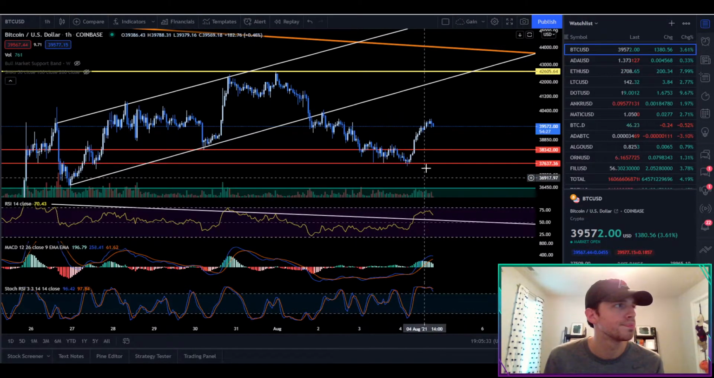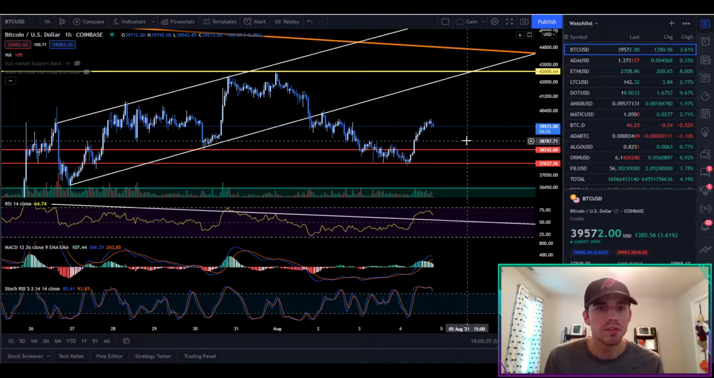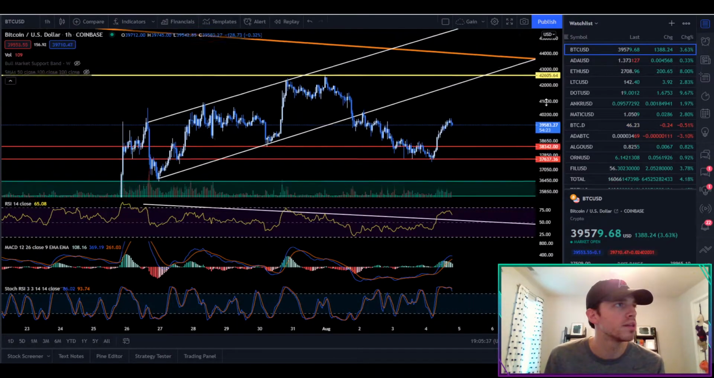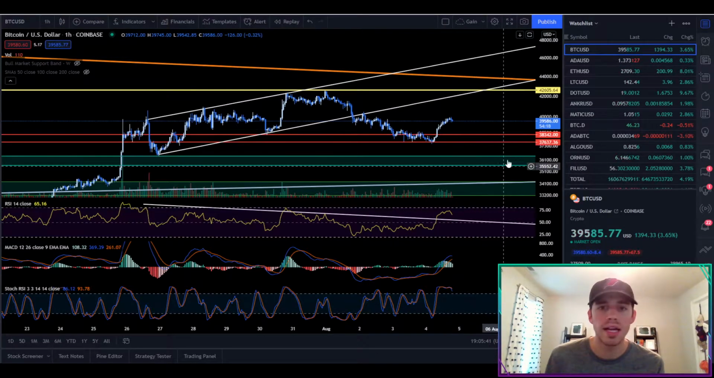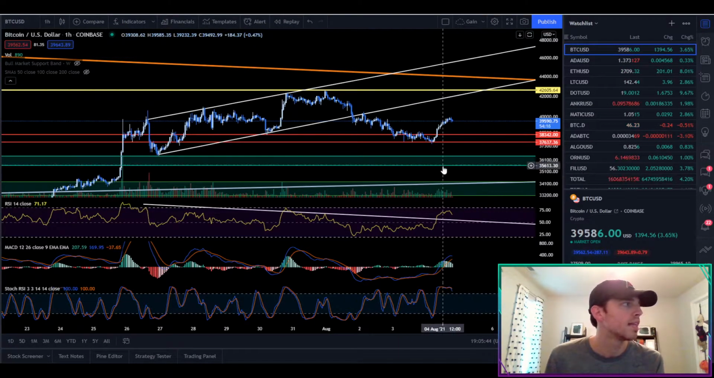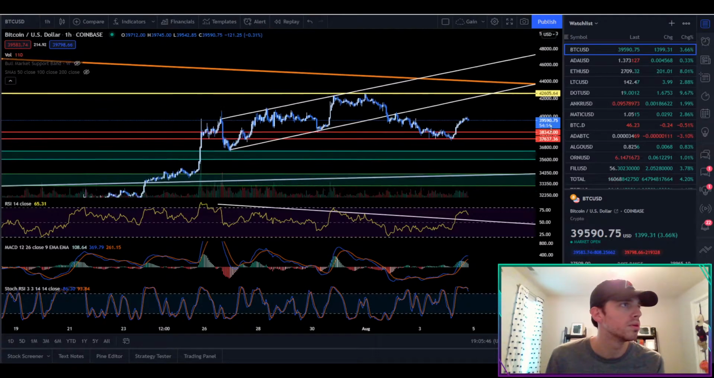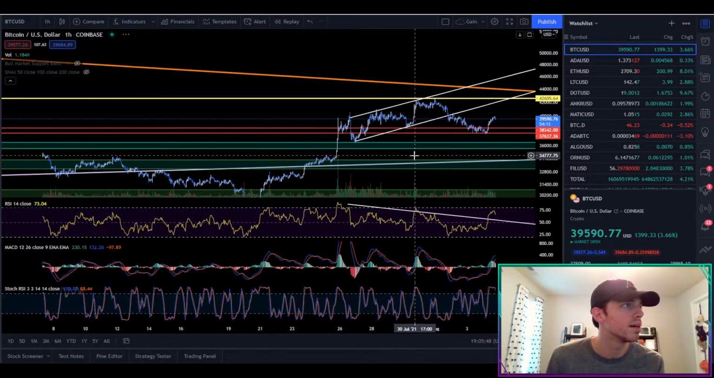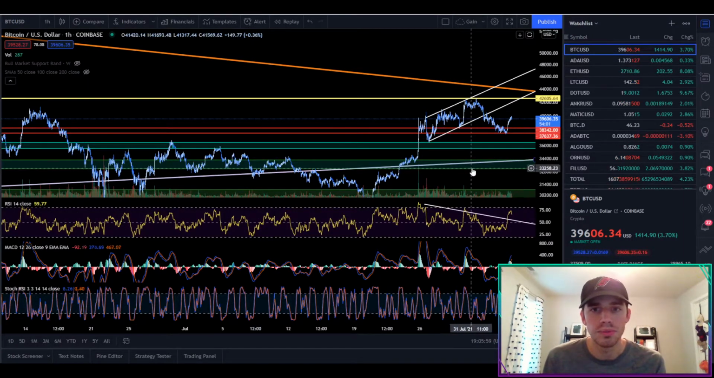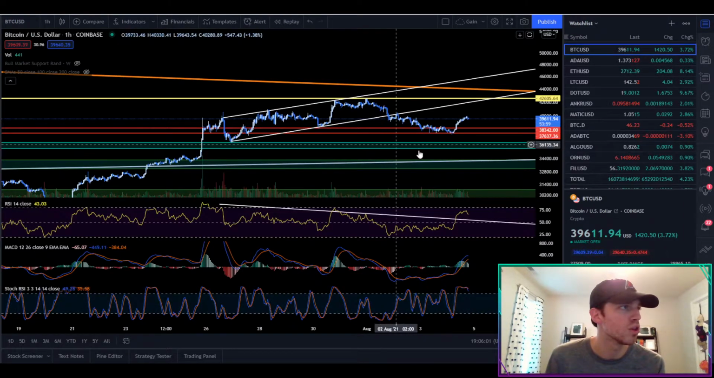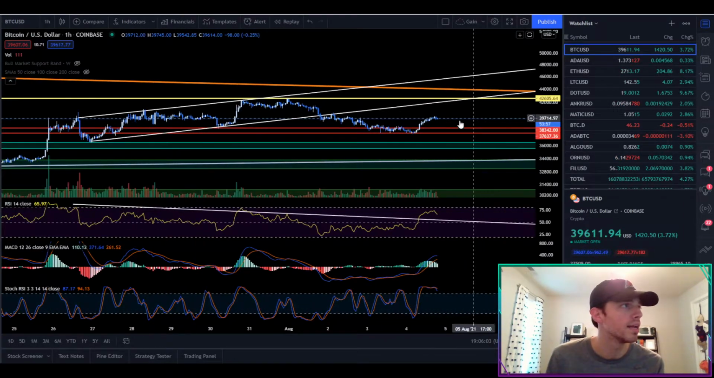in terms of establishing a support level. We didn't go down to that 36,000 range that I have zoned out here. That was going to be the next potential area of support. If you look back here where we have these peaks on the hourly, that was going to be our potential area of support if we lost this, but we haven't lost it yet, and it looks like we're building up.